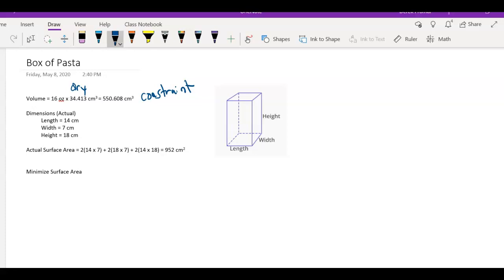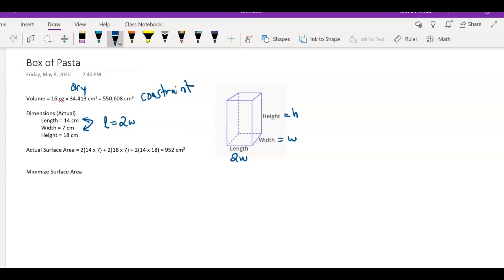When I measured the dimensions of the original box, the width of the box was 7 centimeters, the length was 14, and the height was 18. Now, in the directions, it talks about for these types of rectangular prisms, we want a relationship between the length and the width. Well, we're going to say that the length is 2 times the width. So we'll call this W. We'll call this 2 times W. And then the height, we're just going to call H.